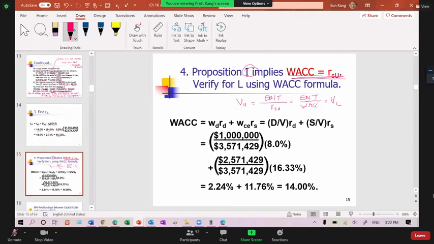So let's check using the WACC formula, WD times RD plus WE times RS. So D over V times RD, 8%, and S over V, that's WS, times RS, voila, 14%. So RSU is the same as WACC.